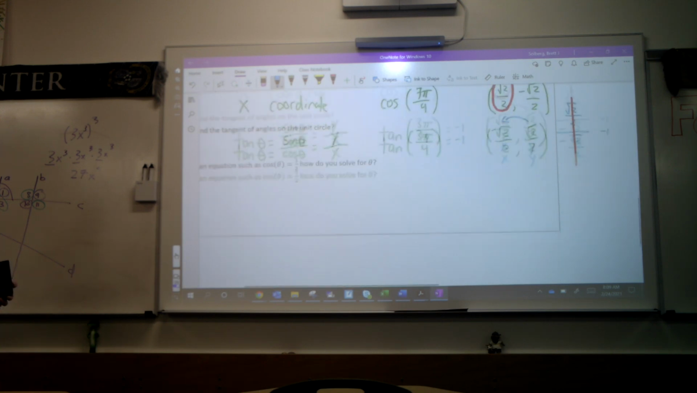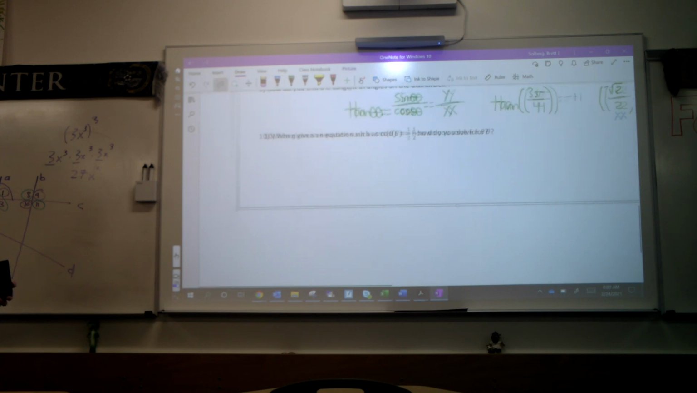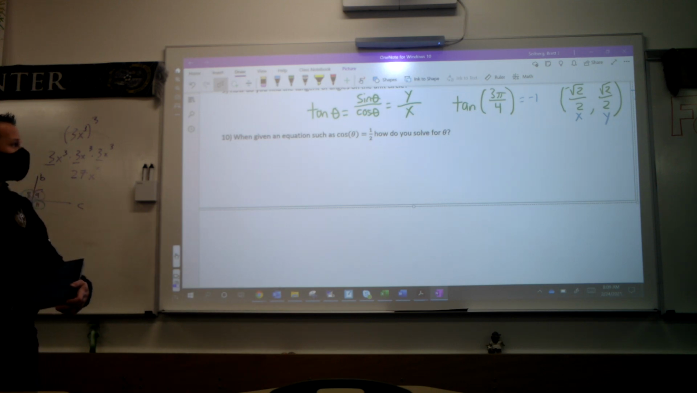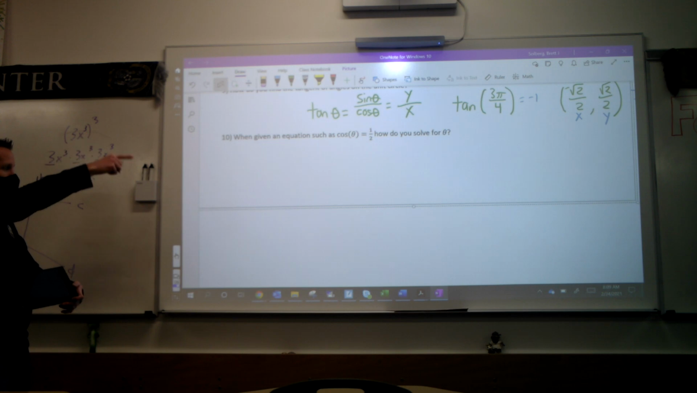Let's now switch gears here. I think we're on the last one. When given an equation such as cosine of theta is 1/2, how do we find theta? Someone who hasn't gone yet? Go ahead, Sitlali. Good, so we could take the inverse cosine of each side.